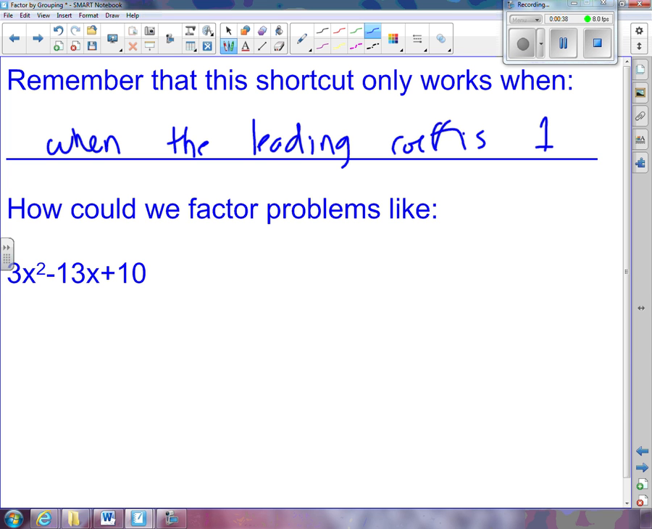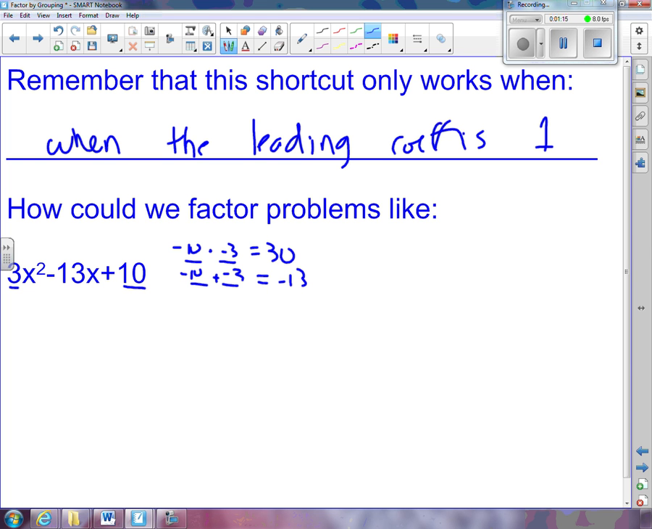So in order to find the number that your two special numbers have to multiply to, you take a and c and multiply them together. So we're looking for two numbers that multiply to 30 and two numbers that add to negative 13. If you need to, you can write out the factors of 30, but hopefully you're able to see the answer. So those two numbers that work here are negative 10 and negative 3. They both multiply to 30 and they add to negative 13.